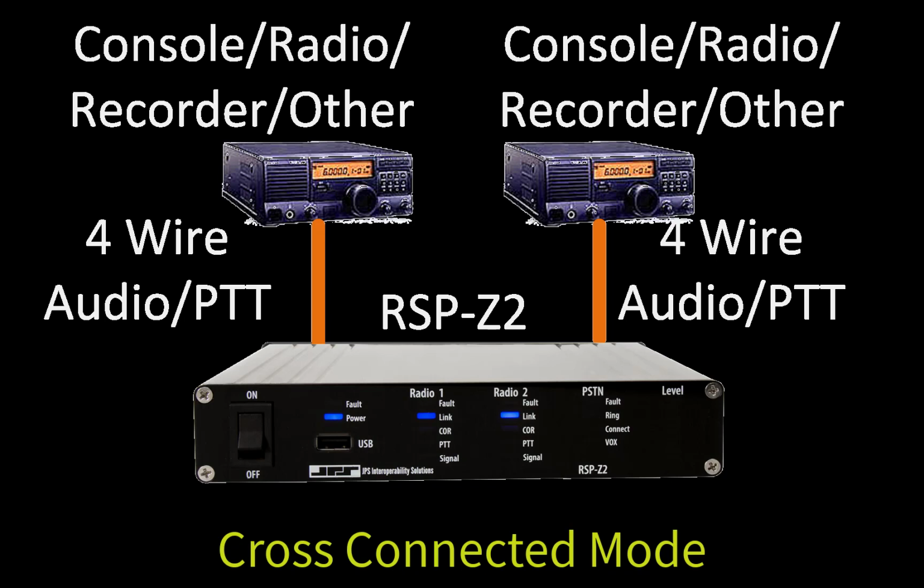Now let's discuss cross-connected. This configuration patches the two analog interfaces together with no IP backhaul. When one of the two channels detects a valid audio input, the other will transmit this audio. See the block diagram.